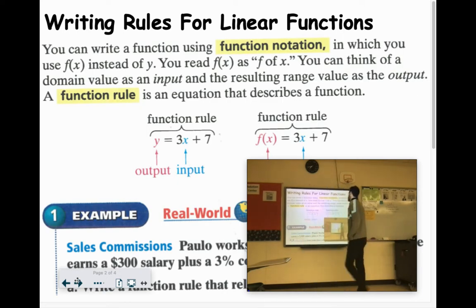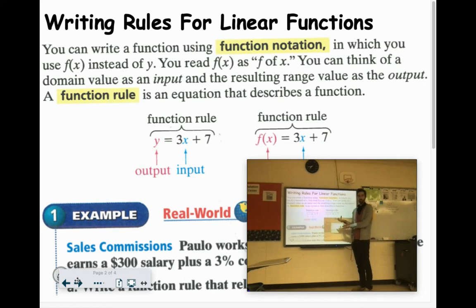All right, we're going to talk about function notation today. This is essentially the same as y equals mx plus b, but y often gets replaced with f of x. It'll say f and then parentheses x. That's just called function notation.